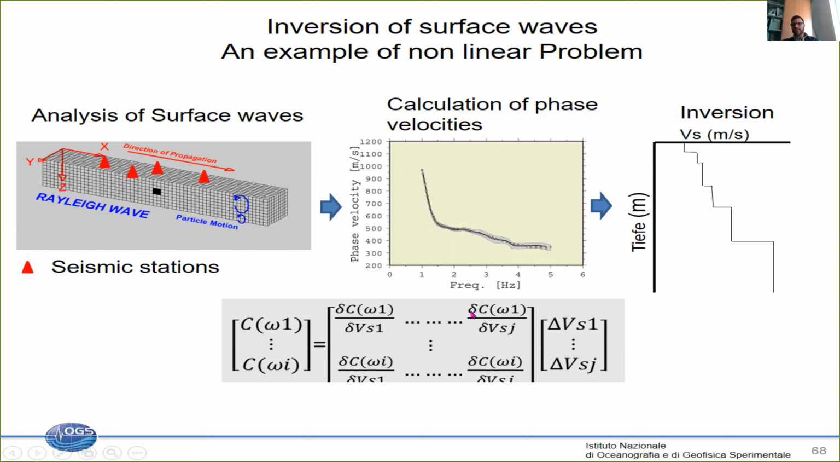This last column tells me how much the phase velocity of the first frequency, you know it's always omega 1, changes if I change the velocity in the bottom layer. Similarly, the last line tells me how much the phase velocity of the highest frequency changes if I change the velocity in the first layer. And in the last column, how much the phase velocity of the highest frequency changes if I change the velocity in the deepest layer. So this Jacobian matrix gives you the link between phase velocity and the changes in the shear wave velocity in the underground.